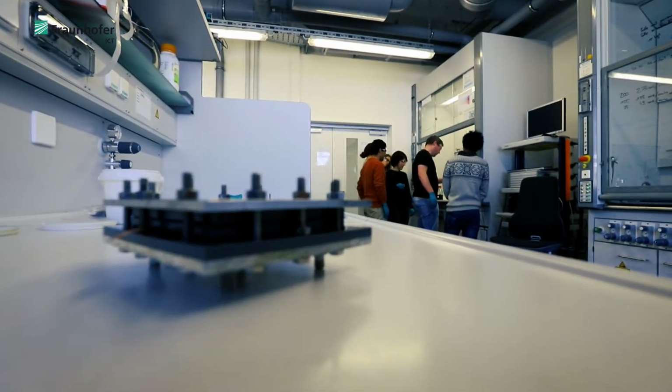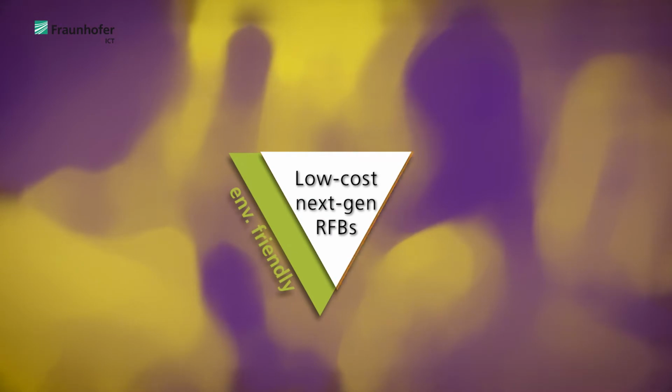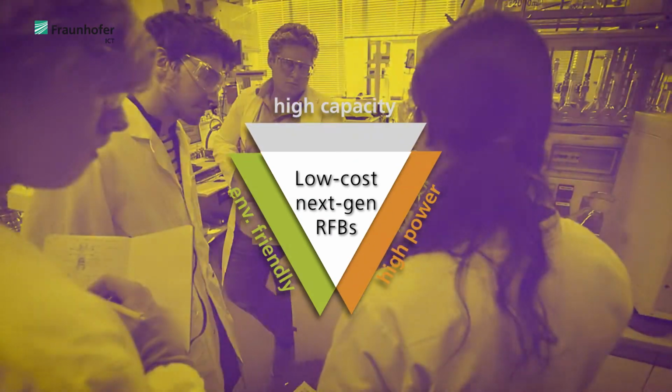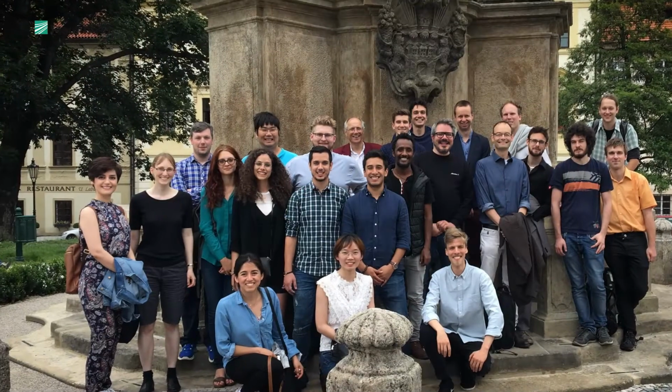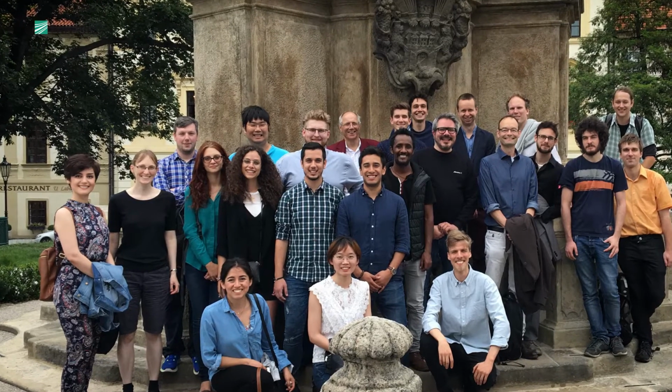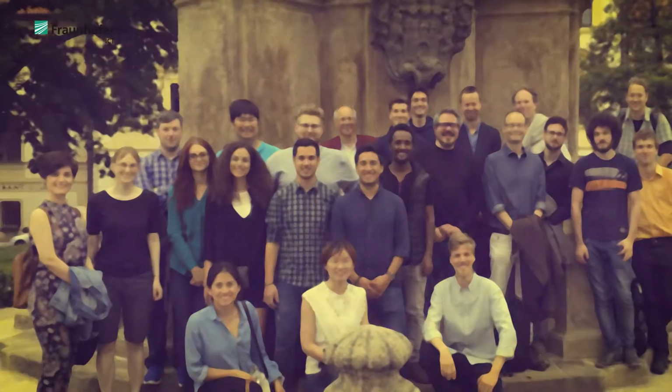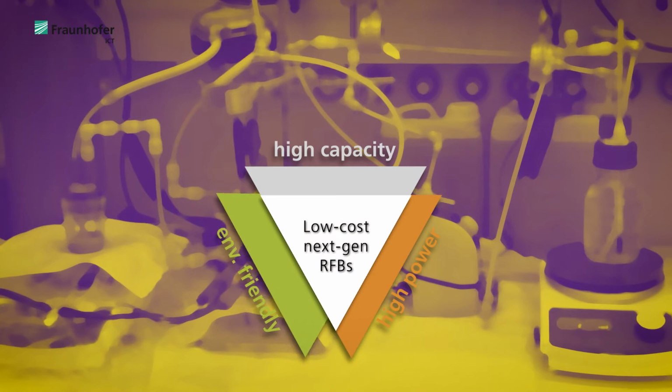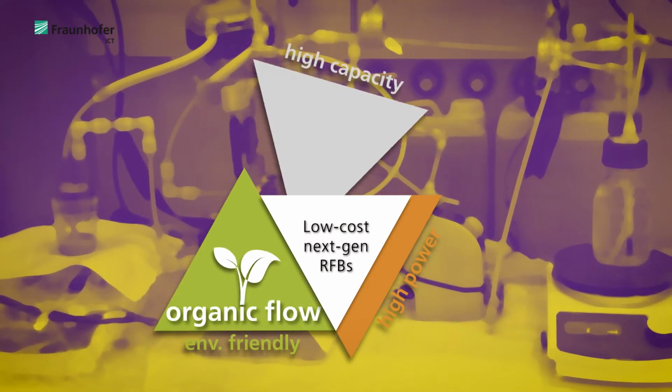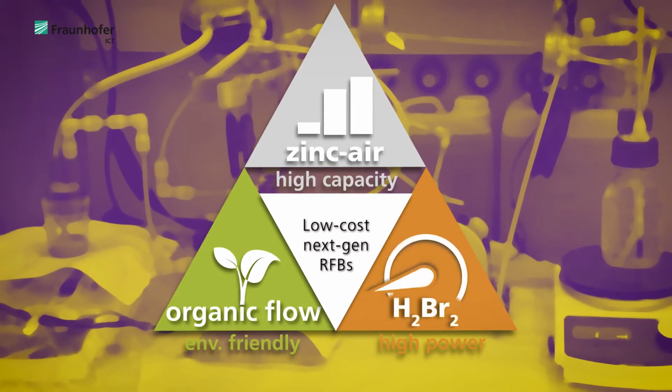FlowCamp is a European training network for researchers in the field of next-generation redox flow batteries. It consists of the work of 15 PhD students on three different redox flow battery systems: organic flow batteries, zinc-air, and hydrogen-bromine.